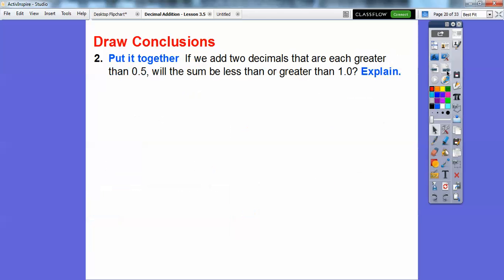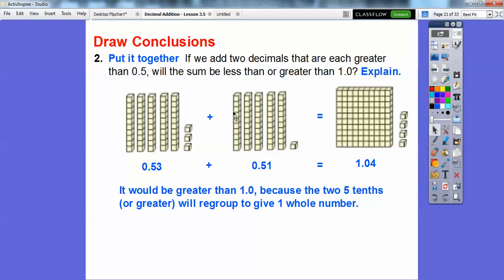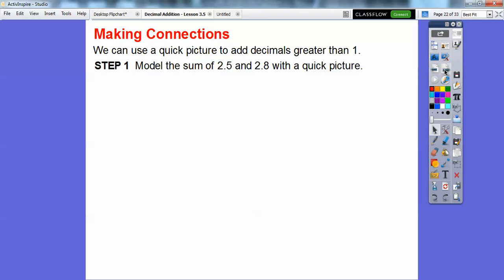Okay, all right. This one here. Let's see. So if we added 2 decimals that are each greater than 0.5 or 5/10, will the sum be less than or greater than 1.0? Okay, well, here's an example. This one's 0.53 or 53 hundredths. This one's 51 hundredths right here. And when you add them together, they give us 1.04 or 1 and 4 hundredths right there. So it's always going to be greater than 1.0 because the 2 5/10ths or greater will always regroup and give us one whole number there. Okay, that was just an example.